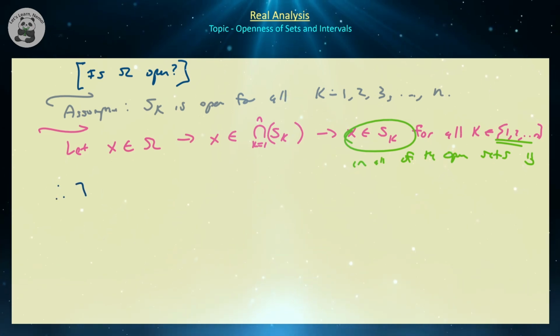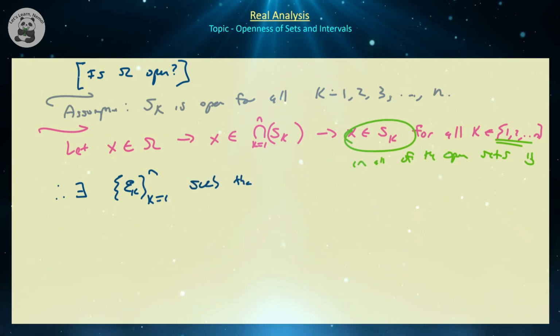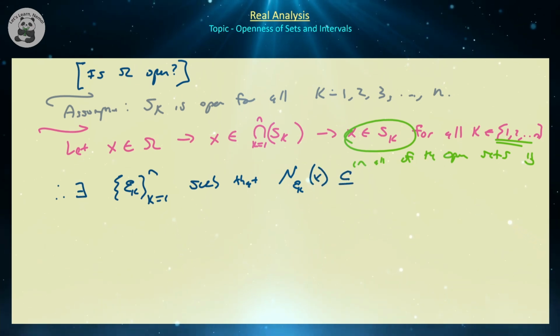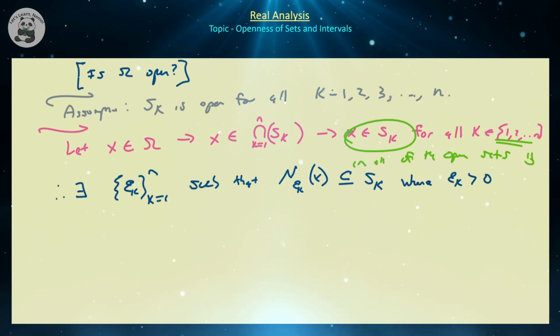So that means there exist a bunch of epsilons, and we're just going to create a sequence of them. Let's call it epsilon k, where k ranges from 1 to n, such that these neighborhoods, N epsilon k of x, are subsets of those individual open sets. And here, each of these epsilons is positive, and that's true for all k from 1 to n. Okay, so these are n neighborhoods because we have n open sets.